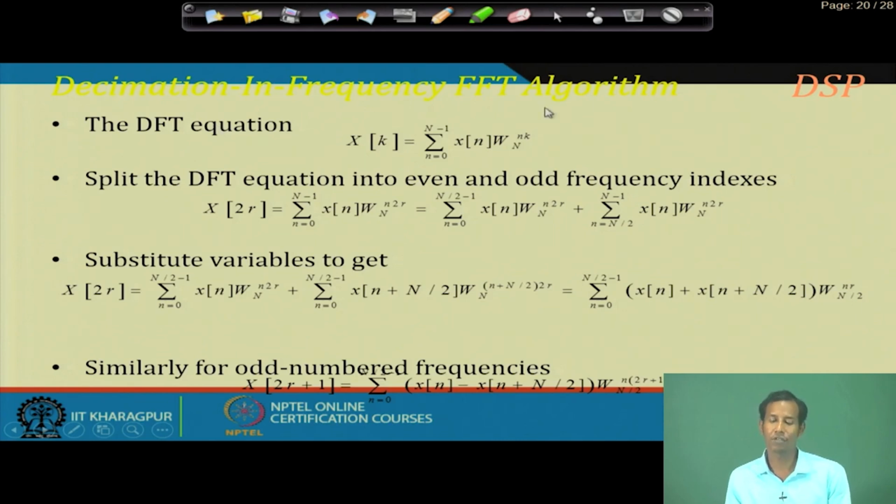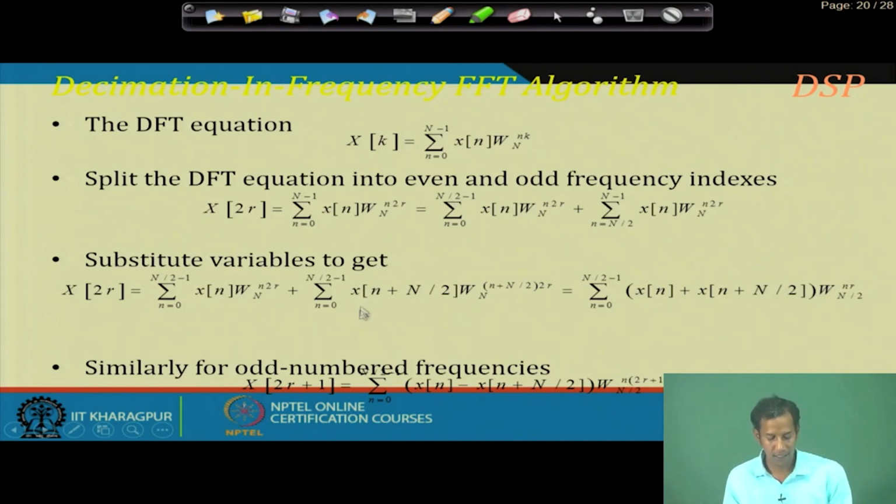So, this is the decimation in time FFT algorithm. This is the initial DFT equation. Now, if we split this DFT equation into even and odd frequency indices, then this particular equation can be written as the summation from n = 0 to N/2 minus 1 of x(n) into W_N to the power nr, where this is the even part and this is the odd part. That means the DFT has now been split into 2, so that I can run them in parallel.